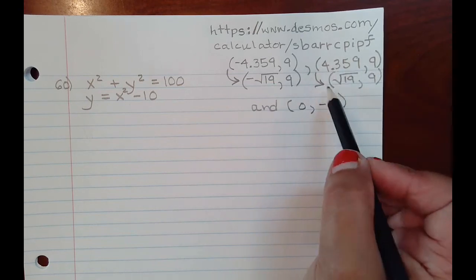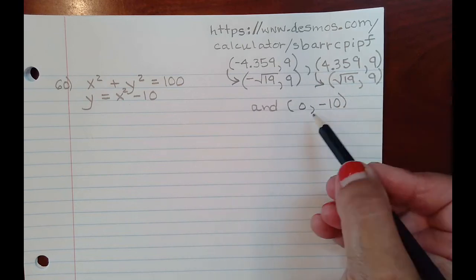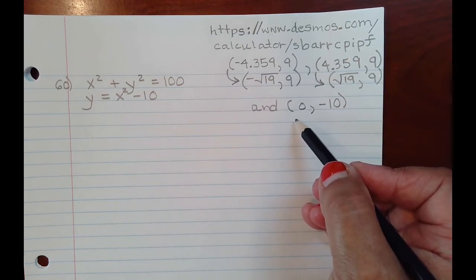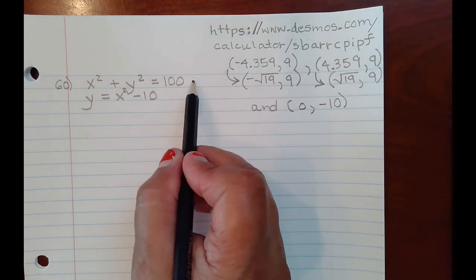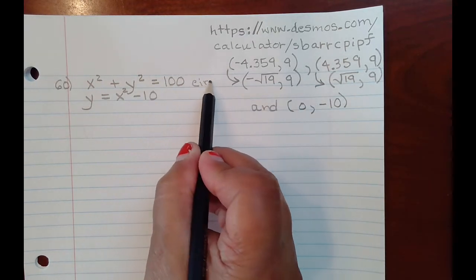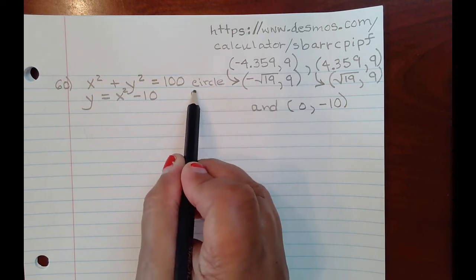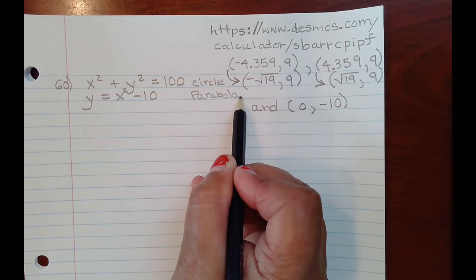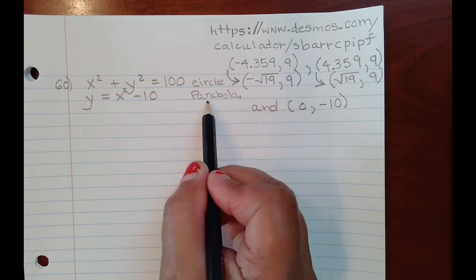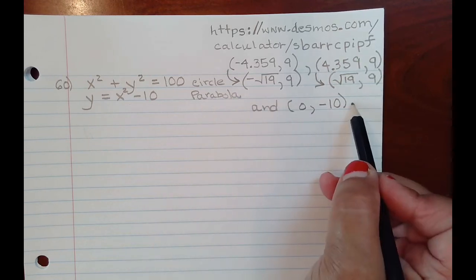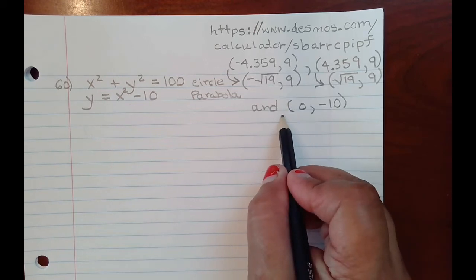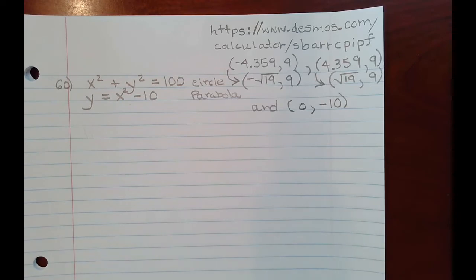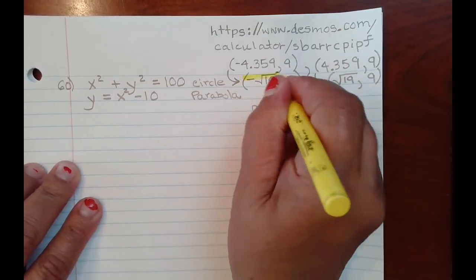It gave you these two points at the top of the graph and then down towards the bottom of the graph. The two graphs, this happens to be a circle, and this happens to be a parabola. Down towards the bottom of the graph, the parabola hits at (0, -10). So this was another point of intersection. So there was this one, and this one. There were actually 3 points where it hit.